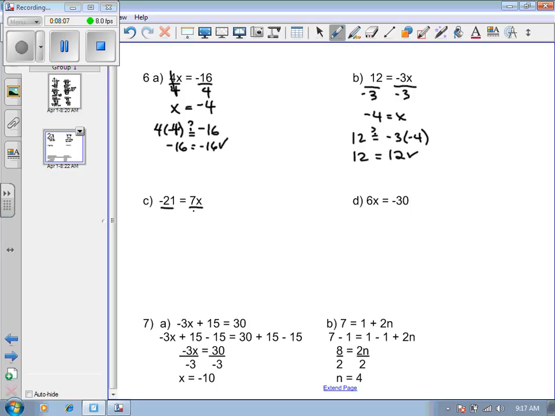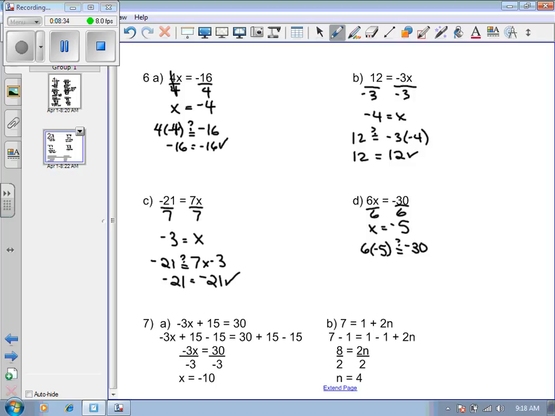Here we're dividing both sides by 7. We get negative 3 equals x. Negative 21, is that equal to 7 times negative 3? So negative 21 is equal to negative 21. And D, we divide both sides by 6. X is equal to negative 5. We do a check. 6 times negative 5, is that equal to negative 30? We multiply these two together, we get negative 30 equals negative 30.